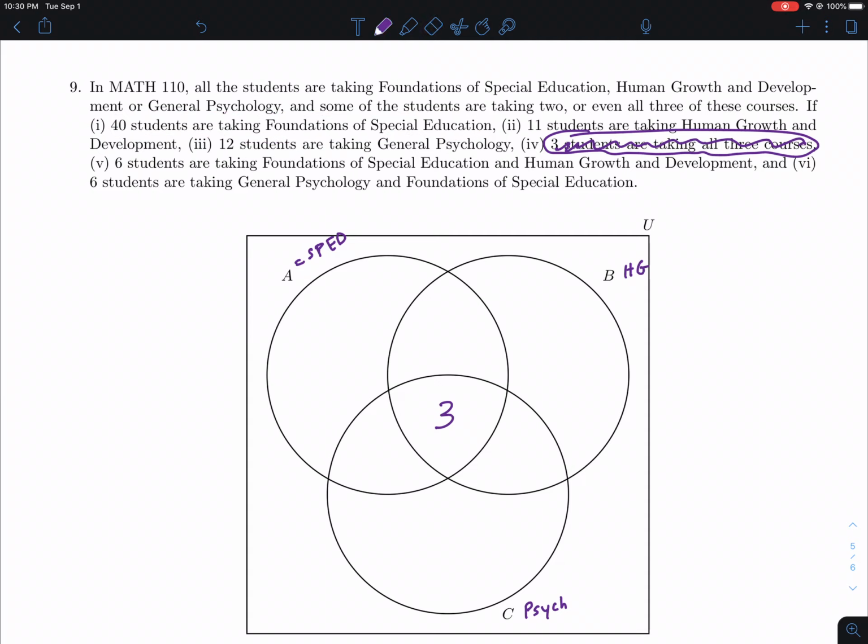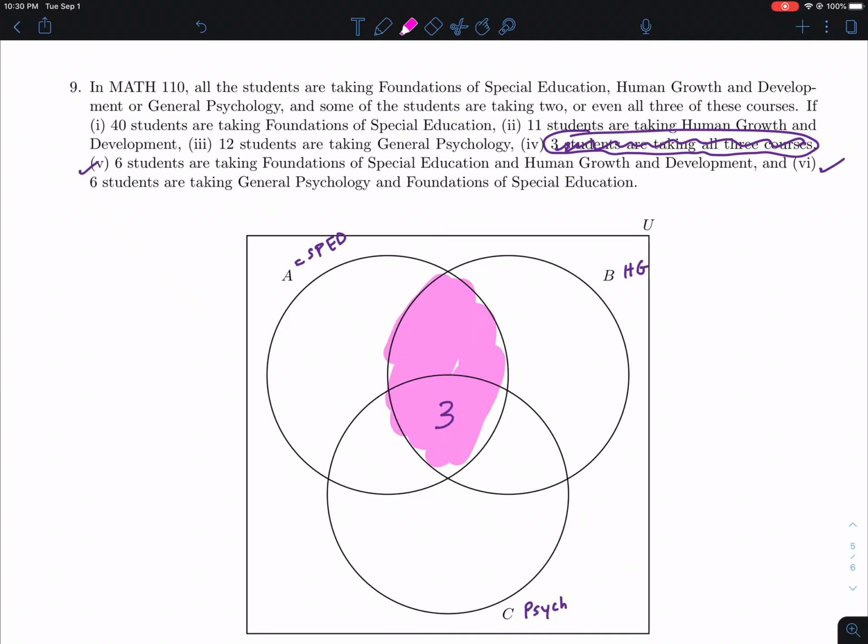After we get those, now we can start working on the combinations. In this case, that's going to be these guys here. So we've got 5 and 6 that talk about the other intersections. If we look, 6 students are taking Foundations of Special Ed and Human Growth and Development. So the idea is this circle, let me highlight it.